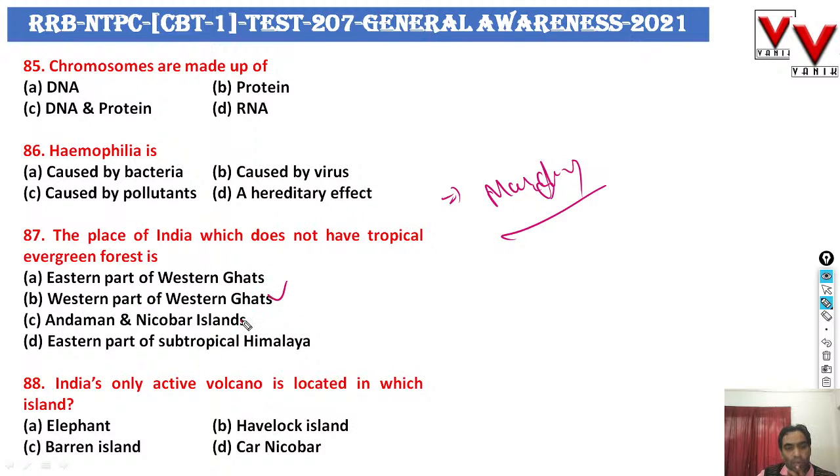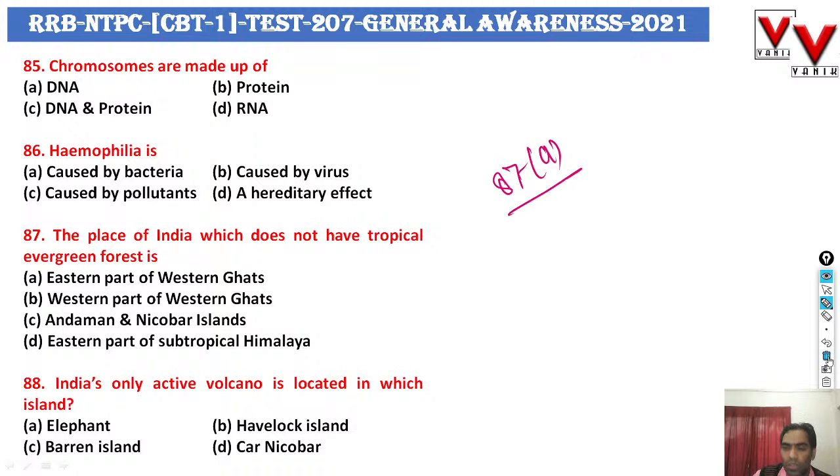It occurs in the Andaman and Nicobar Islands and the eastern part of the subtropical Himalayas, but the eastern part of the Western Ghat does not have it, because it is a rain shadow area, and because of that there is no evergreen forest. So the right answer for 87 is A only.